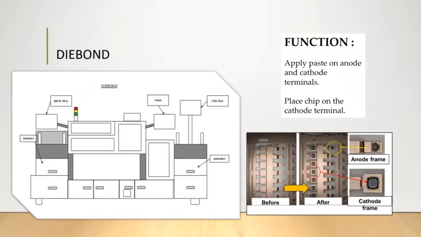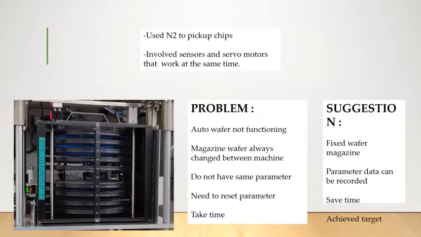The next machine is the die bond. The die bond is to apply paste on anode and cathode terminals. This machine is also used to place the chip on the cathode terminal, as you can see here in the picture. And the main problem is the outer wafer is not functioning in a correct way.